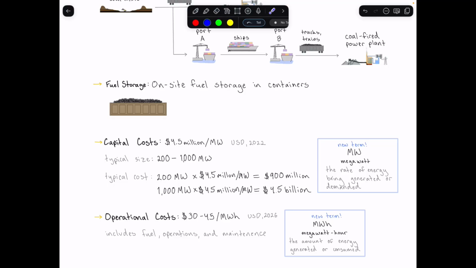So that's kind of the analogy I have here. Operational costs are described in dollars per megawatt hour. So how much does it cost per amount of electricity, or how much does it cost to generate a unit of electricity? This value is in a little bit different years, but it's in US dollars in 2026, and it costs about $30 to $45 per megawatt hour, depending on the coal-fired power plant. I know these numbers don't really mean much to you, but they're going to be useful for a comparison with other resources later in this unit.